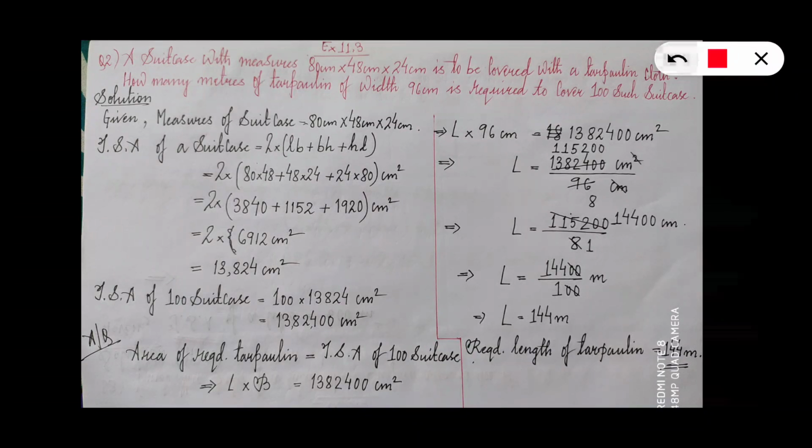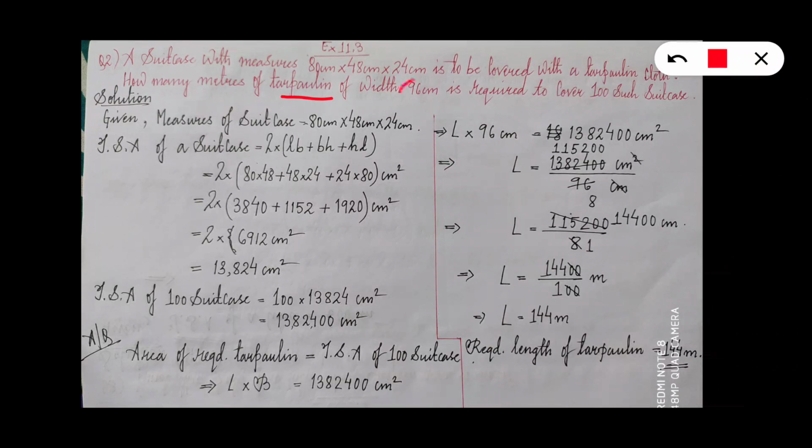So these are the dimensions of a cuboid, length, breadth and height, to be covered with the tarpaulin cloth. How many meters of tarpaulin of width 96 centimeter is required to cover 100 such suitcases? Now you need to make a cover of the suitcase by using tarpaulin.